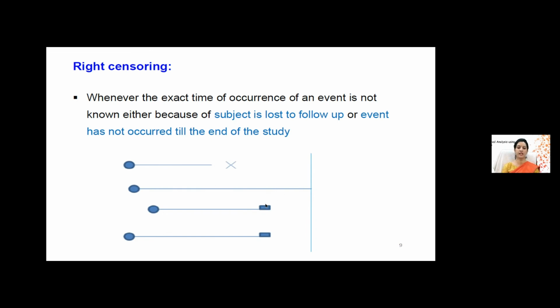So you can see here, in this case, you have followed this person up till the end of the study, but the event has not happened. So this is again the right censoring. In this case, this person is lost to follow up. So this is a right censoring. So you have got two things in your hand, a start time and an end time. If you don't have an end time, it is known as the right censoring. It is towards the right side of this line.